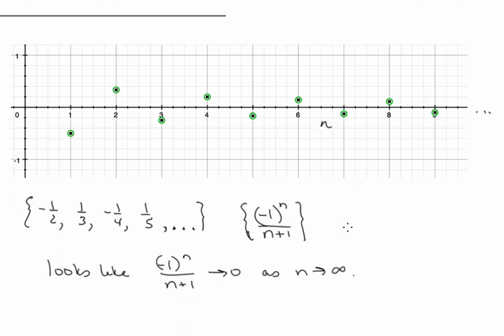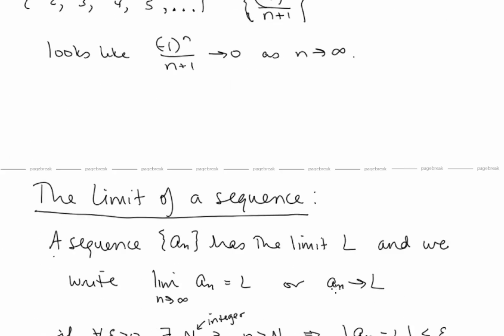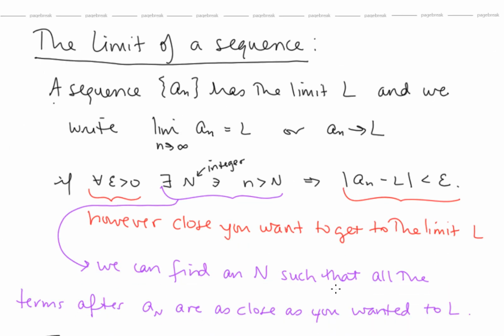Another example from above, we had negative 1/2, positive 1/3, negative 1/4, positive 1/5. We can see that although the positive and negative signs are oscillating, these points are getting closer and closer to 0. So it does look like negative 1 to the n over n plus 1 goes to 0 as n goes to infinity. Now let's talk about this idea of limits in a little more detail.